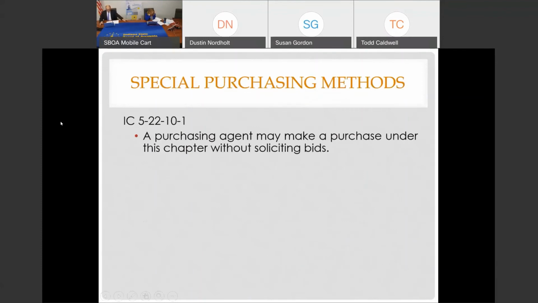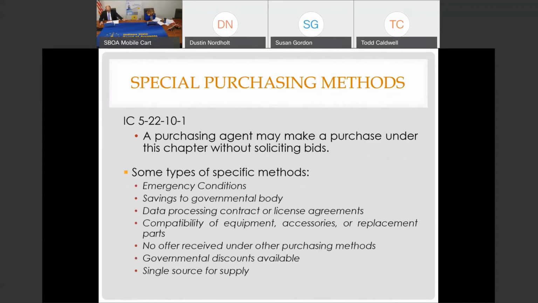I mentioned special purchasing methods earlier. Indiana Code 5-22-10-1 states an agent can make purchases under this chapter without bids for special methods or conditions, such as if there exists under emergency conditions a threat to public health, welfare, or safety, the existence of a unique opportunity to obtain supplies at a substantial savings to a governmental body, some data processing contracts, or when the compatibility of the equipment is a substantial consideration.